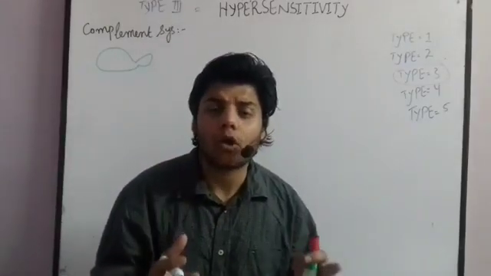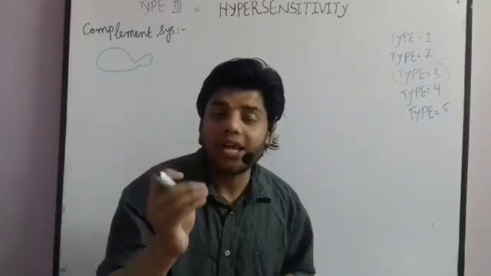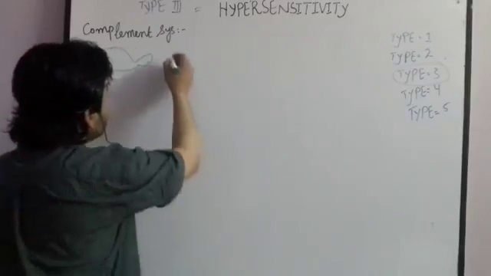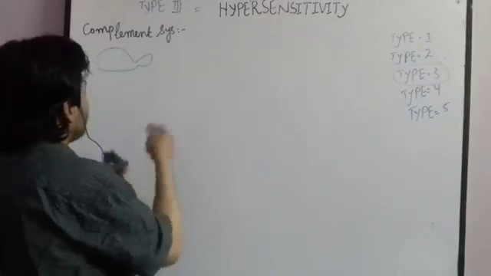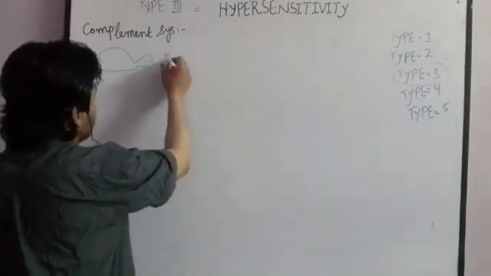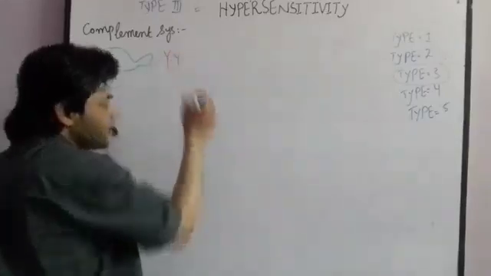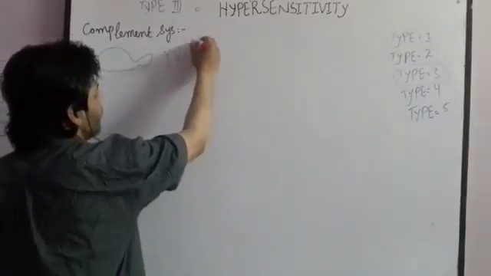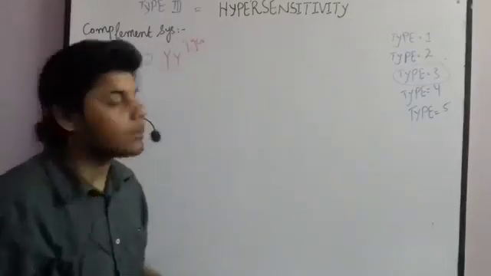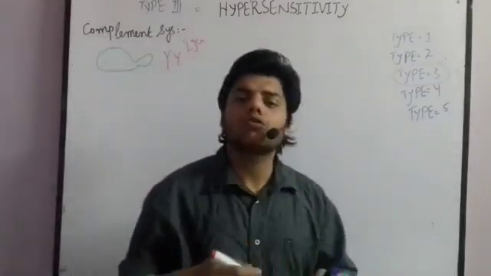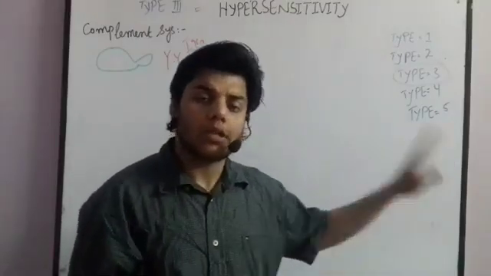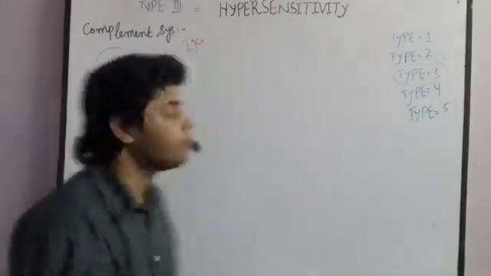For the activation of the complement system, first of all, IgG antibodies are involved. Let's suppose we have IgG antibodies first of all involved. Now let's suppose these are the IgG antibodies. In this type 3 hypersensitivity, we will also fully focus on the IgG antibody, and the IgG antibody is also involved.